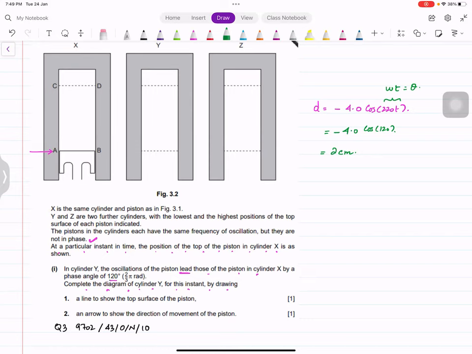So, speaking of this, think about this. If this whole line was what? 8 centimeters. We got it previously, right? Okay. Which basically means that this piston, with respect to the displacement, is right in the middle, like this. Which is basically 4 centimeters from here and 4 centimeters from here, right? Okay.